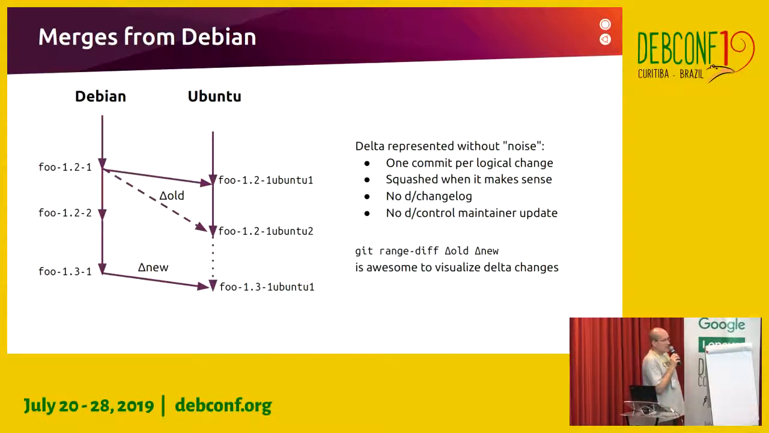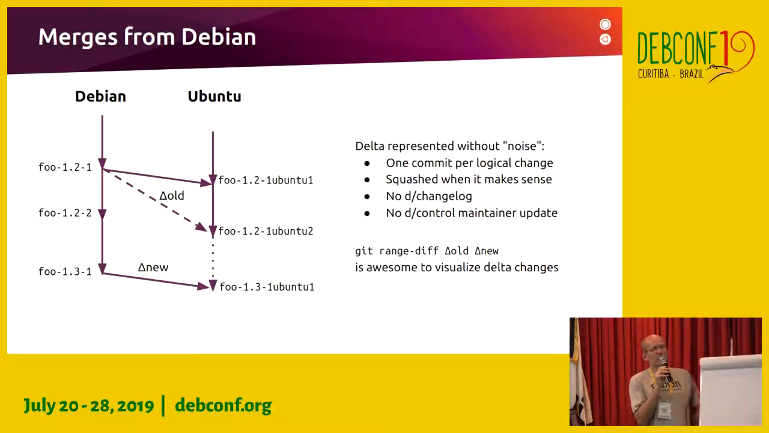It's essentially a Git rebase. The moment we have our Delta identified cleanly, and that's what I meant with the bullet points over there, it's one commit per logical change. We squash commits when they make sense. So for example, if one Ubuntu 1 adds a change and one Ubuntu 2 decides to remove that change, they both cancel each other out. So we don't need to have two commits for that, we just drop it.